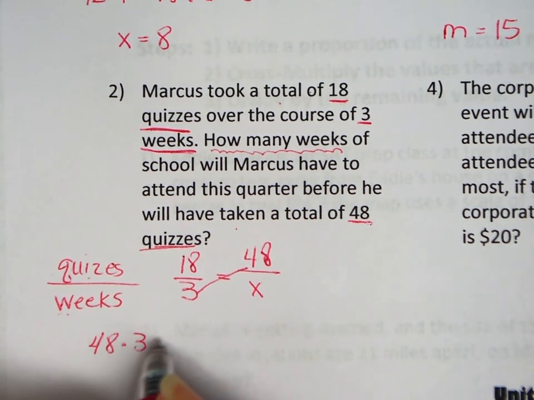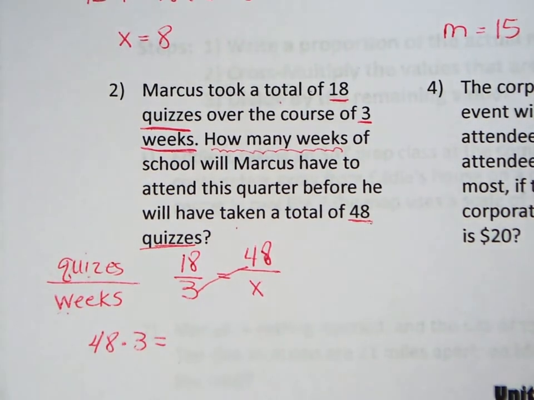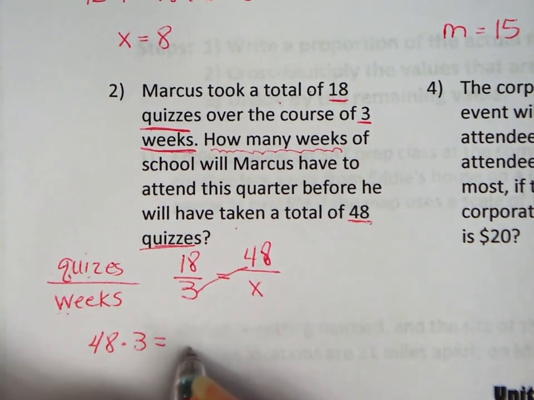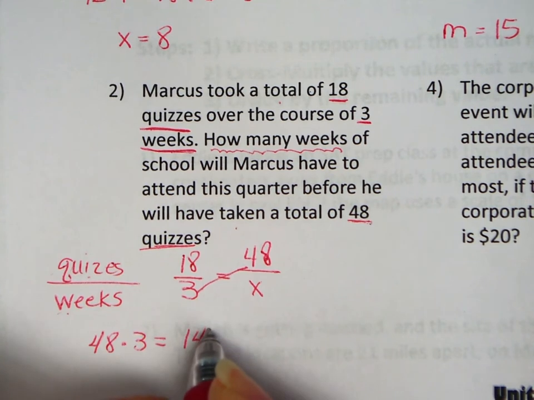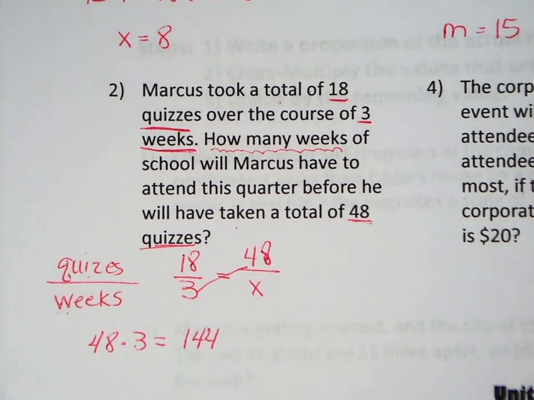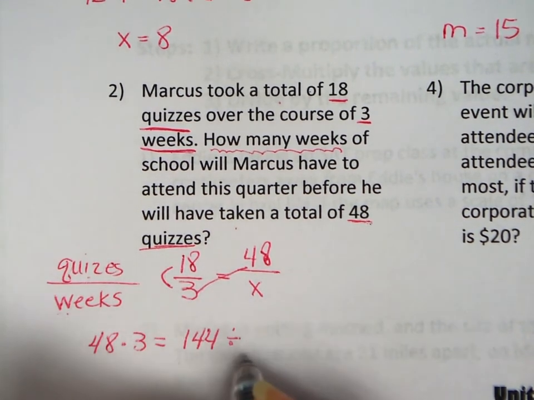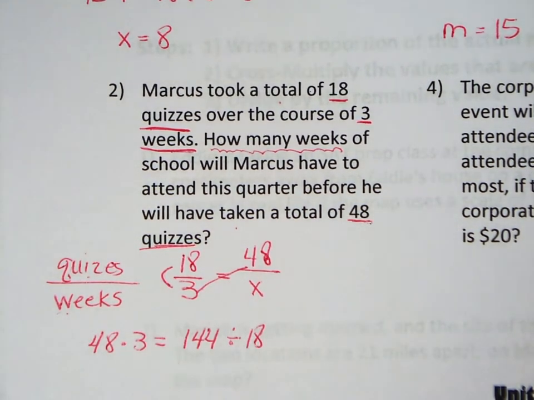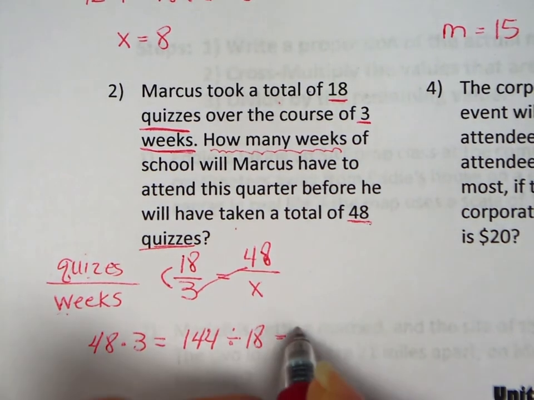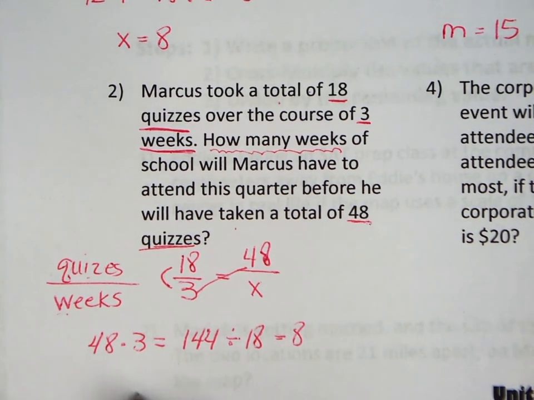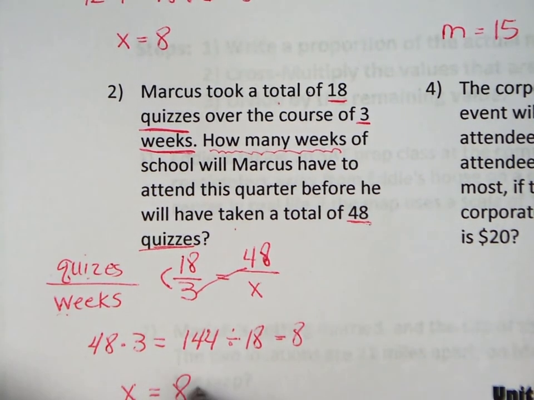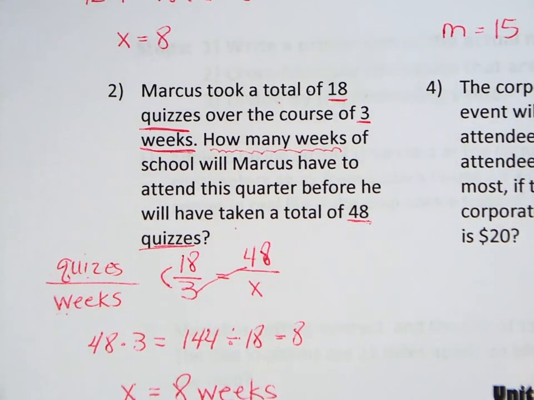48 times 3, which is 144, and we're going to divide that by a remaining value of 18, which will give us 8. And it's a word problem, so do not forget the label. 8 weeks to finish 48 quizzes.